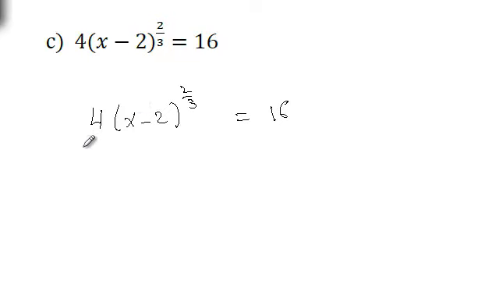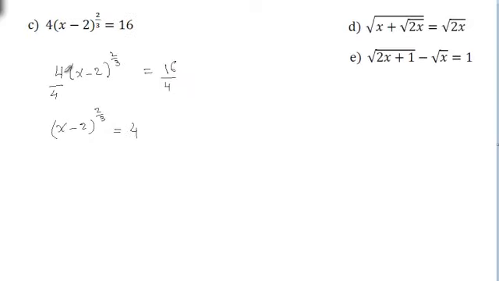How do we remove the 4? We can divide by 4 both sides. So divide by 4, cancel. You get x minus 2 all to the power 2 over 3 is equal to 16 divided by 4, 4. So before you do the operation by radical or power, you shouldn't have anything multiplied beside the bracket because it will make problems. Now, here, x minus 2 to the power 2 over 3 is equal to 4.